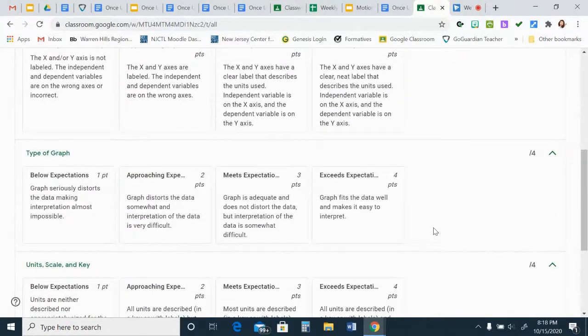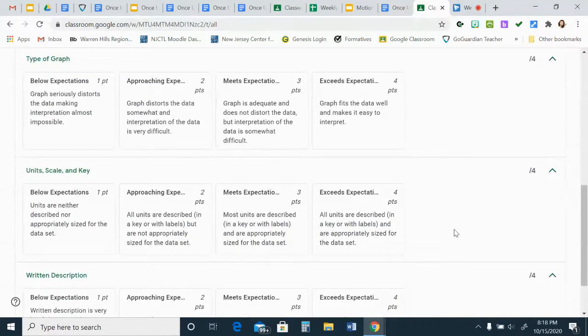The type of graph is appropriate. So remember, you have to make either a line graph or a bar graph. So make sure you chose the right kind. For units, scale, and key, those are also important. So if you have a key or need a key, it should be there. The scale should be appropriate for the graph, so everything is spaced out evenly and properly. And the units are noted.